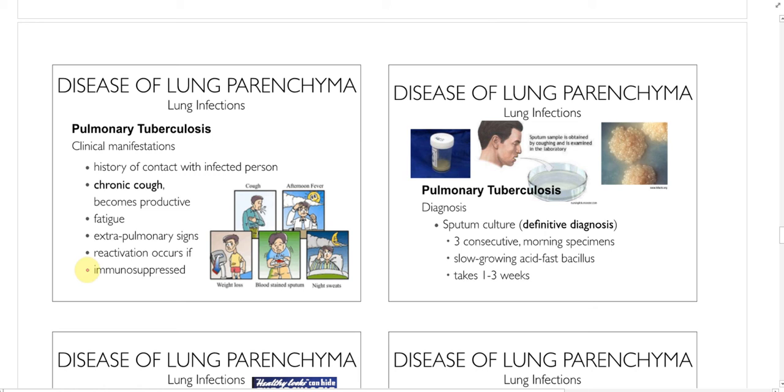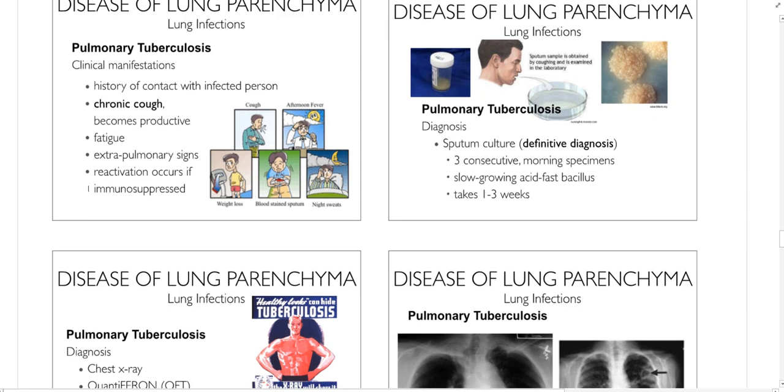And then they are at risk for reactivation if their immune system becomes suppressed. Diagnosis occurs from a sputum culture which is definitive. Unfortunately, it takes a while, and they can continue to kind of suffer and have problems until it's defined and they can start themselves on some antibiotics. And it requires 3 consecutive, that's important to remember, 3 consecutive morning specimens.